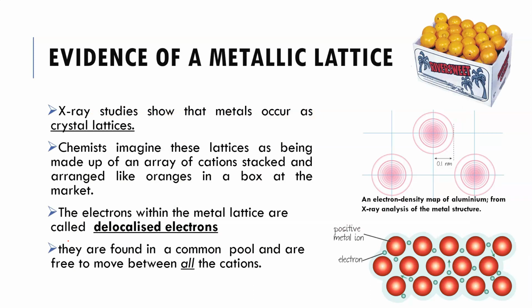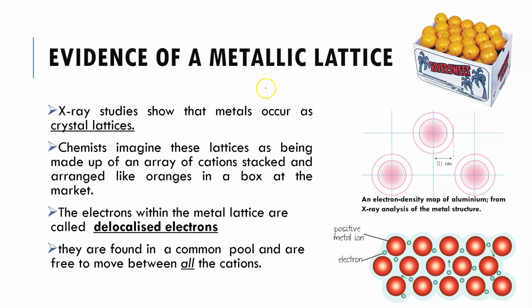All of these things lead to evidence that is supported by what we refer to as the metallic bonding model. In X-ray studies, when we look at metals, we can see that they occur as crystal lattices, that is, highly organized structures. If you think about how fruit is often packed in the supermarket, remember you've got these alternating rows of round spheres. And that's how the cations in a metal stack. So within these lattices, we then have delocalized electrons.